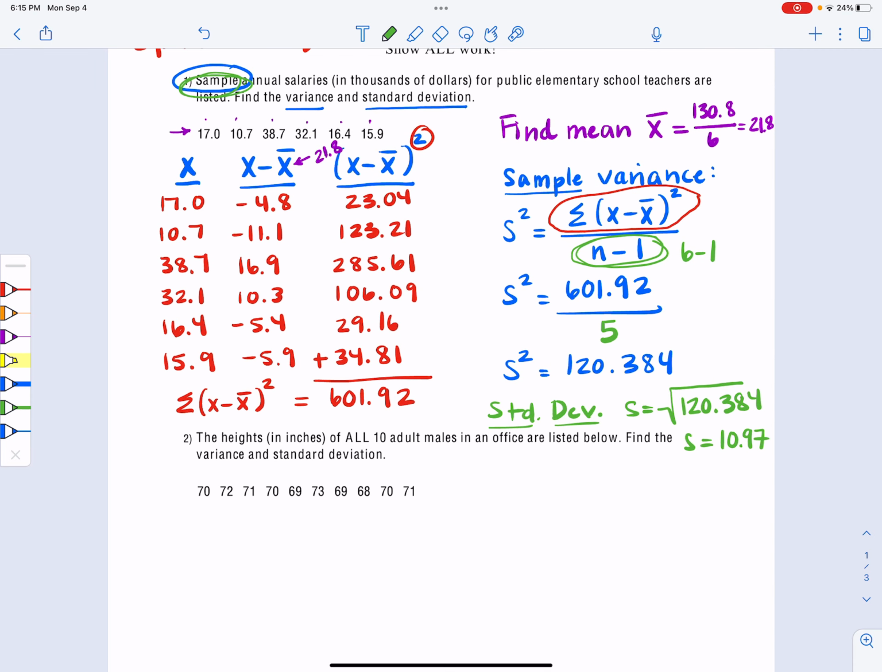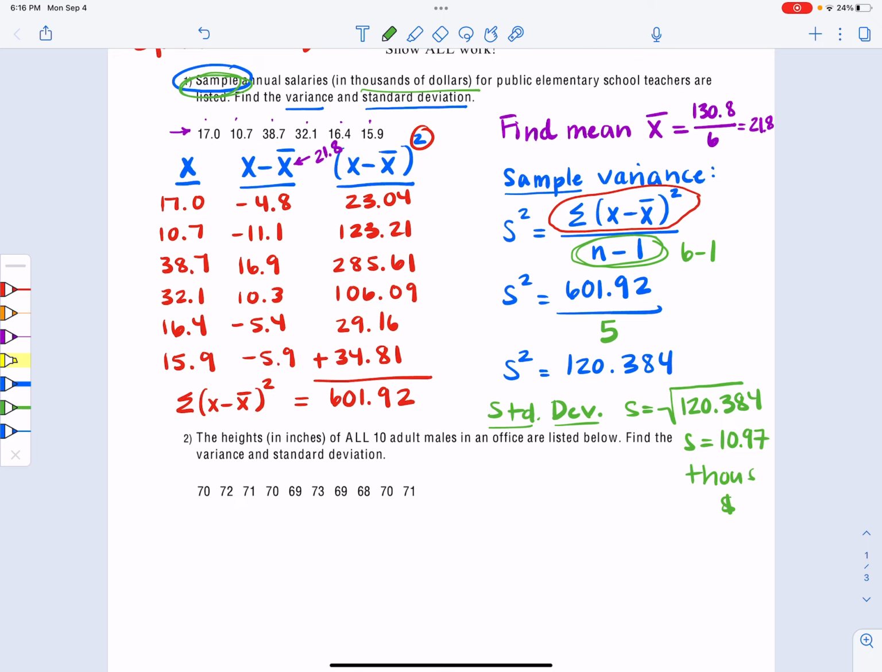The units on standard deviation are the same as the original data. So this is a standard deviation of 10.97 thousands of dollars. That means the salaries are going to vary by about $10.9 thousand above the mean as well as below the mean. So same interpretation, same basic setup that you're walking through. You just have to remember, if you're dealing with a sample data set, when you go to get that variance, you divide by n minus 1 instead of n.